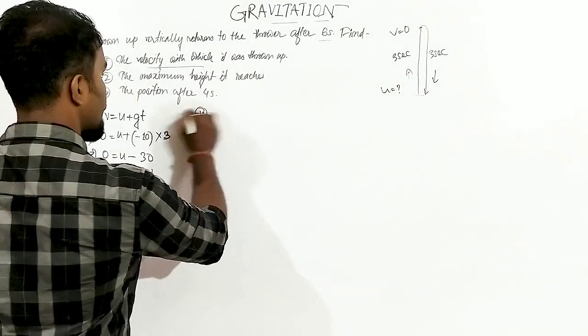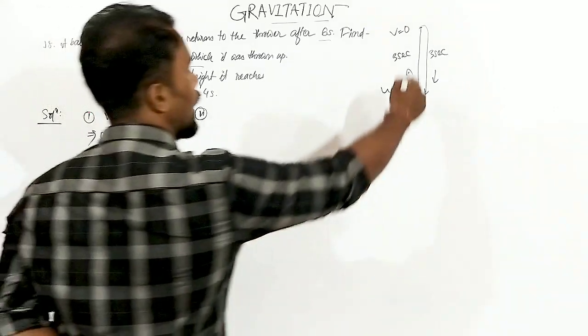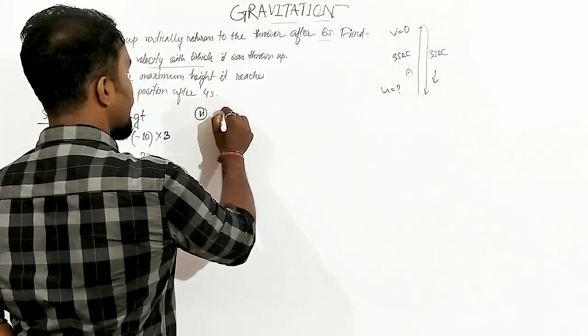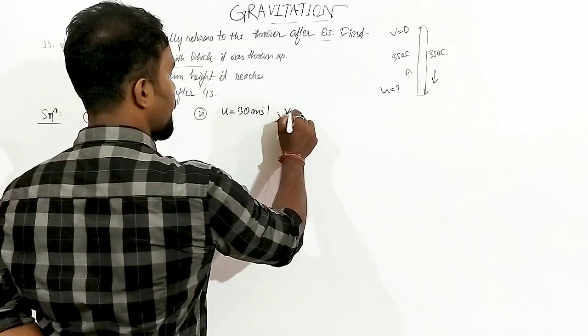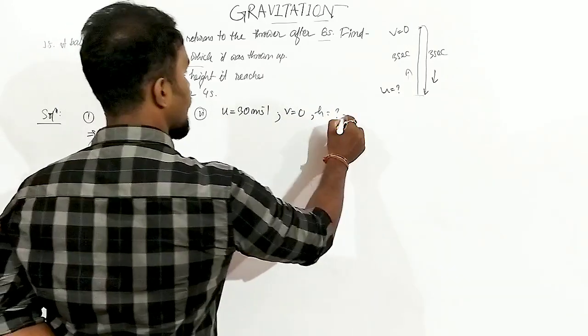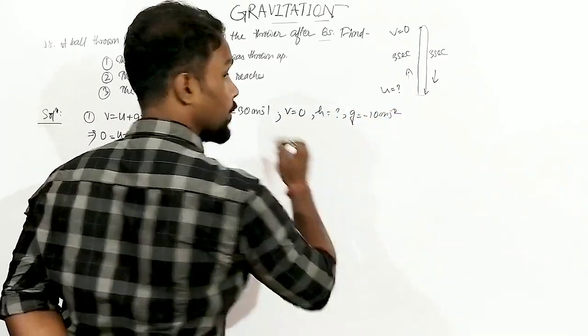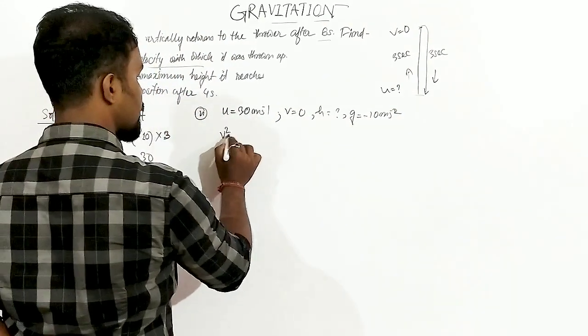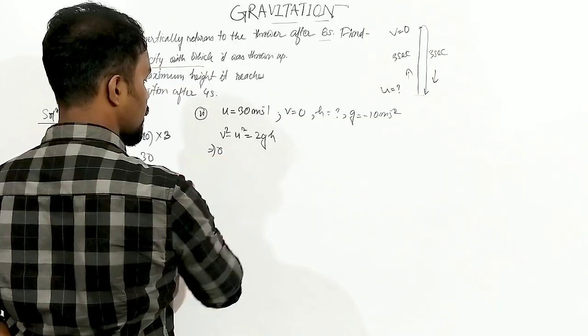Now what is the second question? It asks the maximum height it reaches. We need to calculate the height. For that, we have u as 30 meter per second, and v is equal to 0, and we need to calculate h. Again, g is minus 10 meter per second square. So for that we will use the relation v square minus u square equal to 2gh. Here v is 0, so it will be 0.